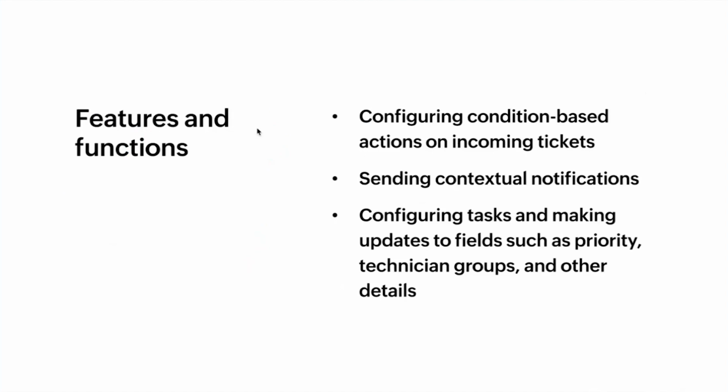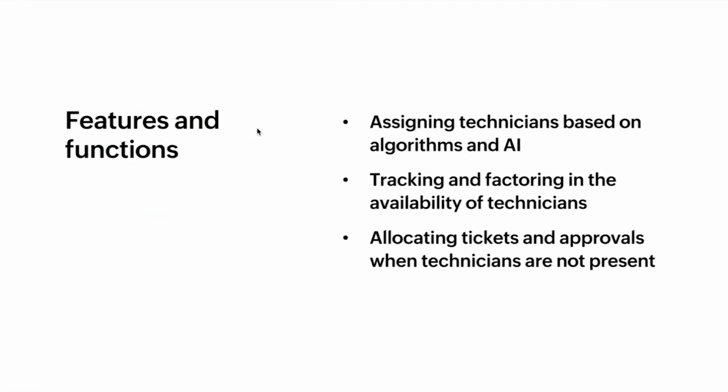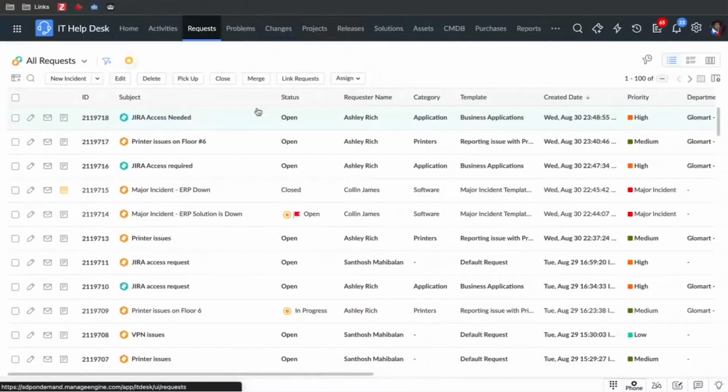So Zilker decides to make use of a few algorithms to automatically assign the tickets to the relevant technicians based on their availability. Right? Now, how exactly did Zilker do this? So Zilker enabled the technician auto assign option, which is available in ServiceDesk Plus. And Zilker also ensured that the technician availability is being tracked within ServiceDesk Plus, right? So let's take a quick look at where exactly these features are located.